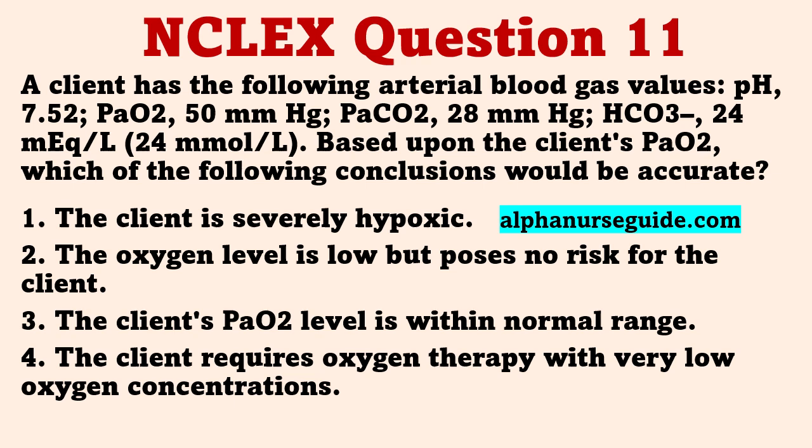The correct answer is 1. Normal PaO2 level ranges from 80 to 100. When PaO2 falls to 50, the nurse should be alert for signs of hypoxia and impending respiratory failure. An oxygen level this low poses a severe risk for respiratory failure. The client will require oxygenation at a concentration that maintains the PaO2 at 55 to 60 or more.